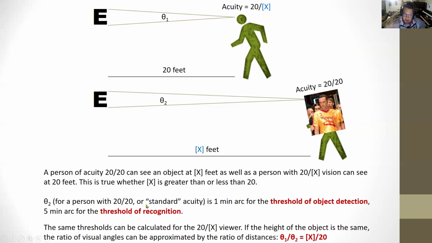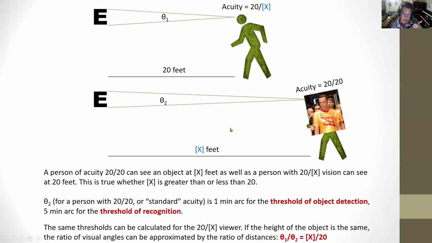Getting to 5 minutes of arc, if I'm 20/20, that's our threshold for recognition. If it's 1 minute of arc, I can see that there's something there, but I don't know what it is. It's too small. I can't make it out. If it's 5 minutes of arc, you could say that's an E. I can see just barely that that's an E. So we've got our threshold of detection.